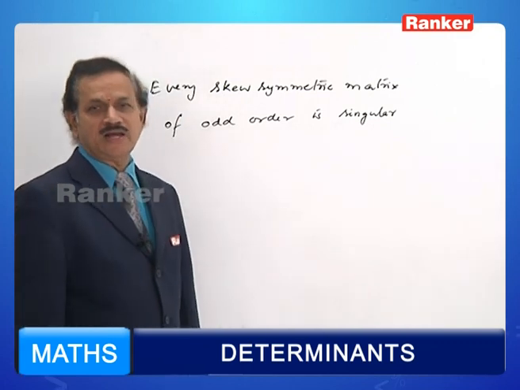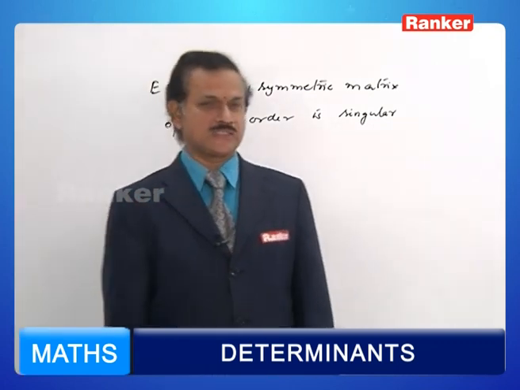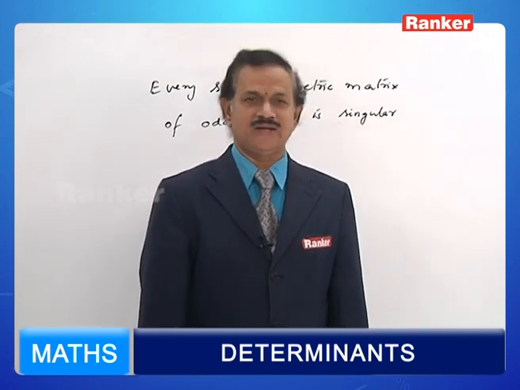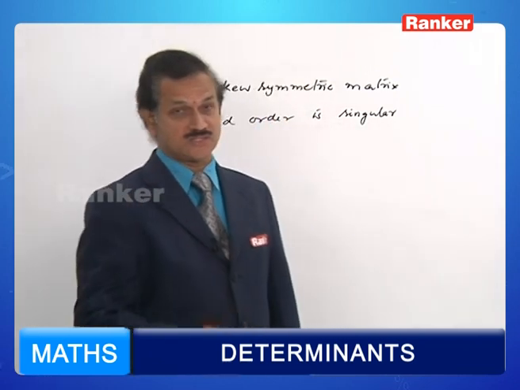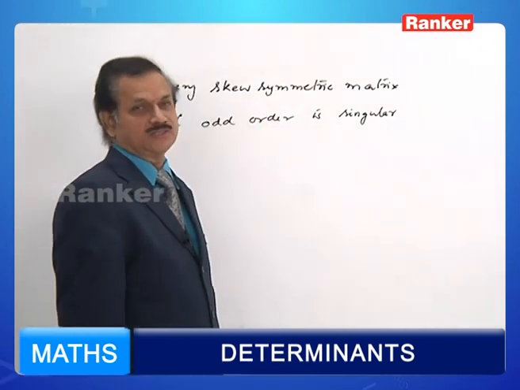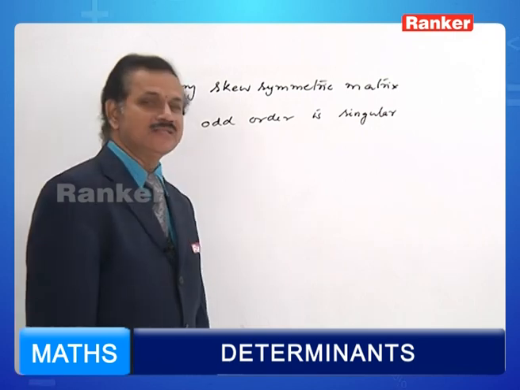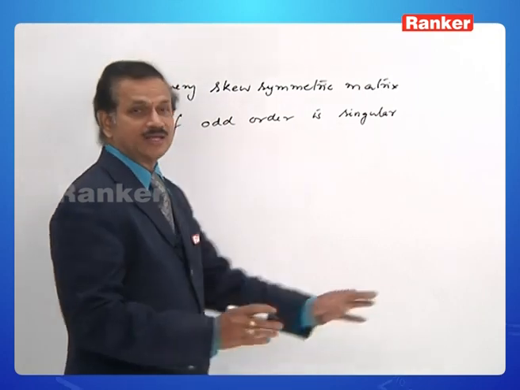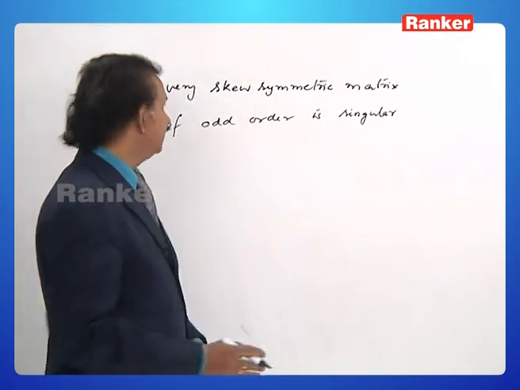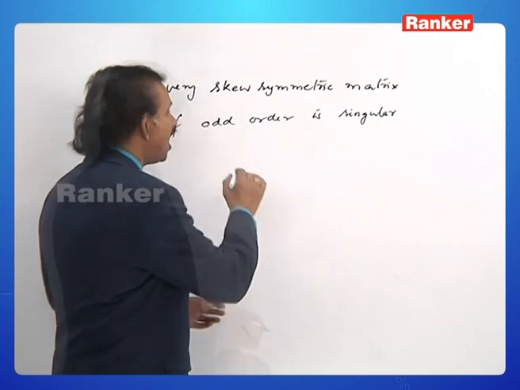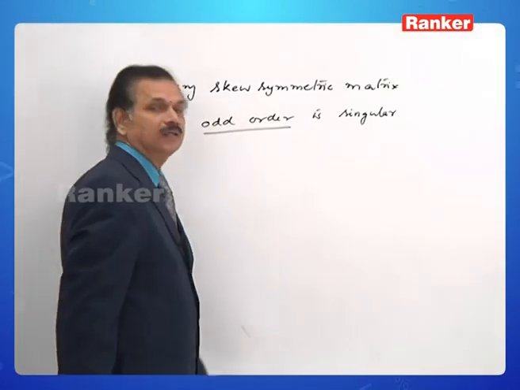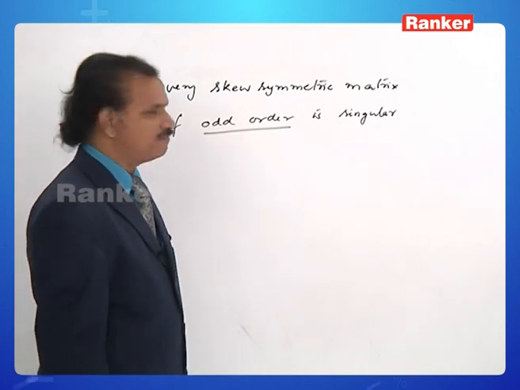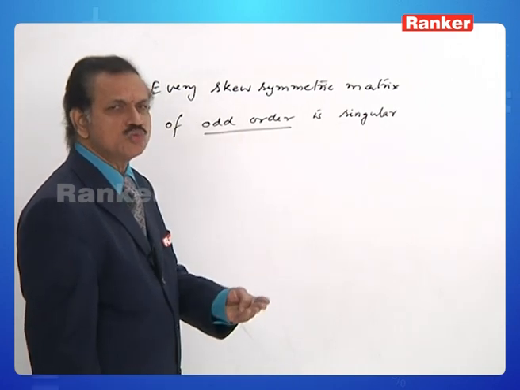What do you mean by singularity? When can you say that a square matrix is singular or non-singular? If A is a square matrix and det A is equal to 0, then we say that it is a singular matrix. Otherwise, that is, if det A is not equal to 0, then the square matrix A is called non-singular. Well, what is the thing to be proved here, or rather verified here? Every skew-symmetric matrix of odd order is singular. For that purpose, it is a very, very simple proof that can be obtained within very few steps.